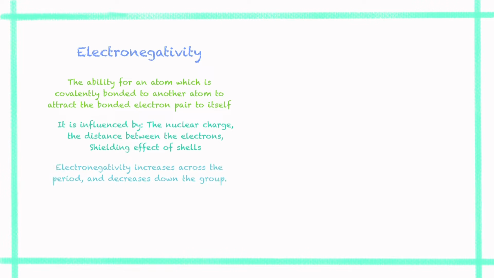Electronegativity increases across the period as the nuclear charge increases while the atomic radius stays relatively constant, and decreases down the group because the atomic radius and the shielding effect of inner shells and subshells increase.